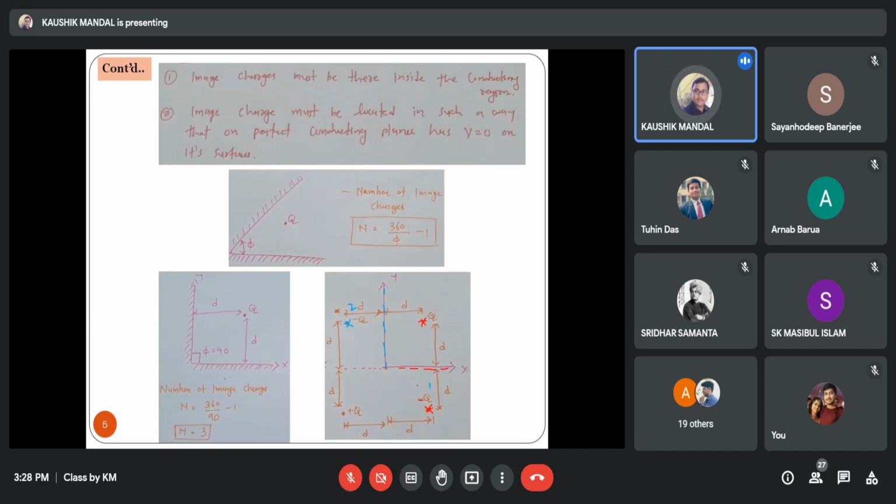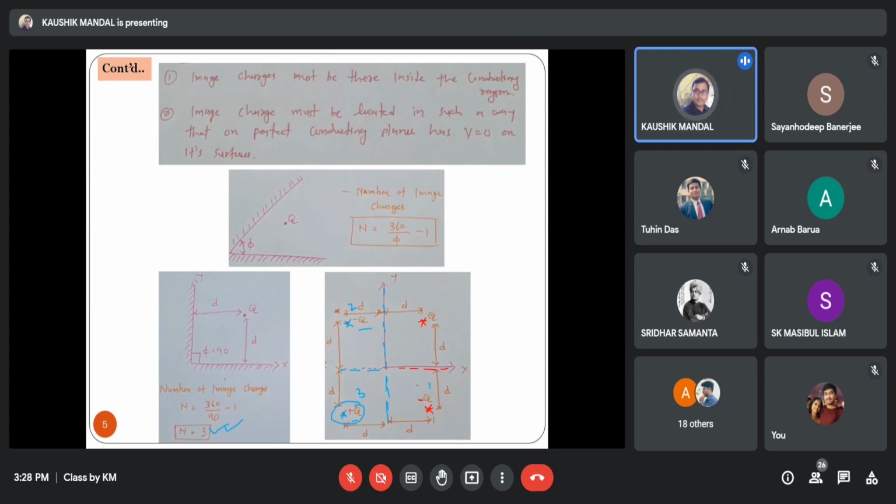Now, as per this relation, there will be 3 images. So you can put the mirror along this line or along this line. If you put the mirror along this line, then that will be another image. It is minus q, so it will be plus q. In another way, if you put the mirror along this line, it is minus q, so it will be plus q. So these are the 3 images: 1, 2, 3.